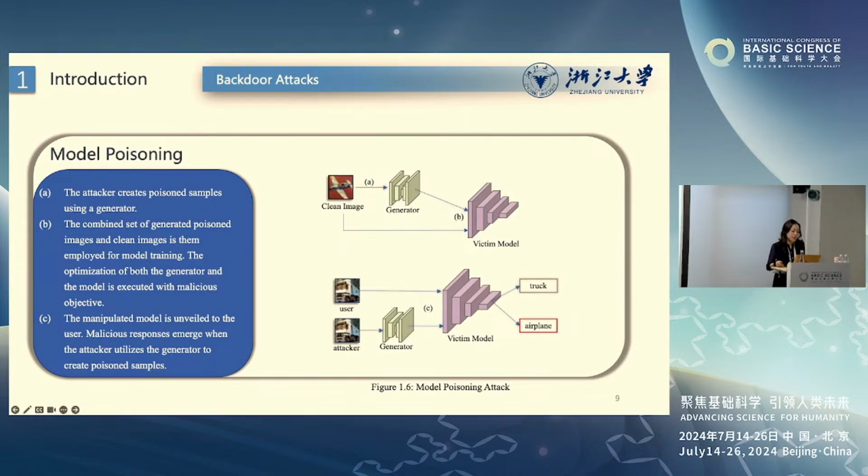Introduction about this model poisoning. So that creates the poison samples using the combined study, the poison and the cleaning model to the optimization objective. So the manipulates on user and the malicious response, their generated sample.